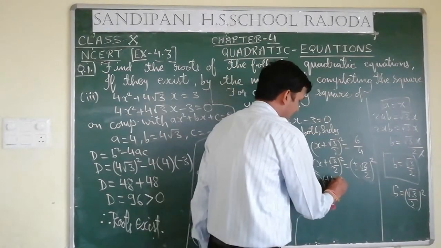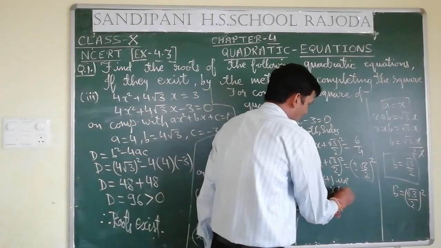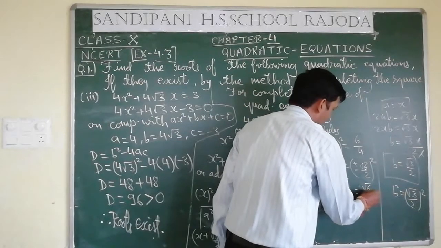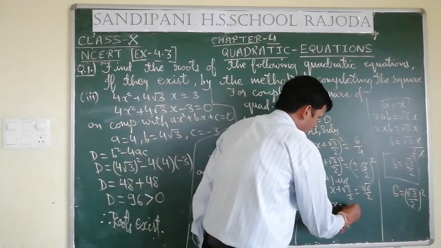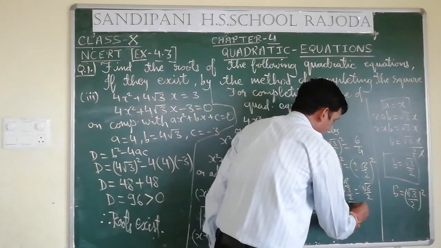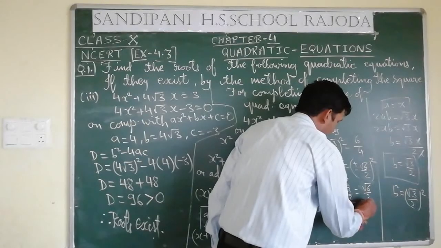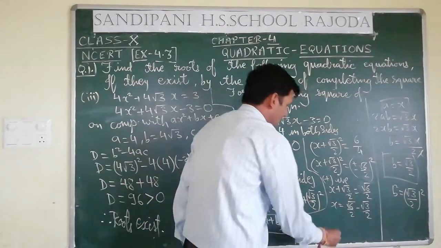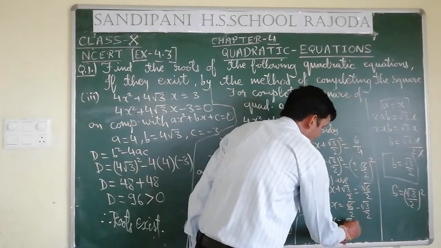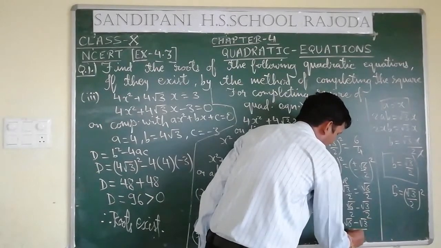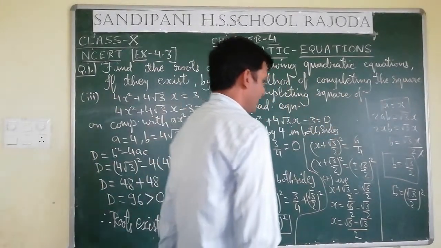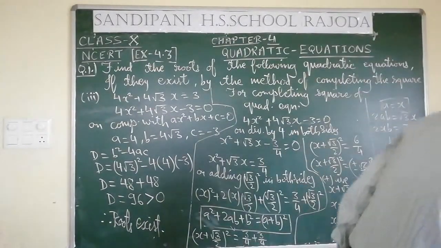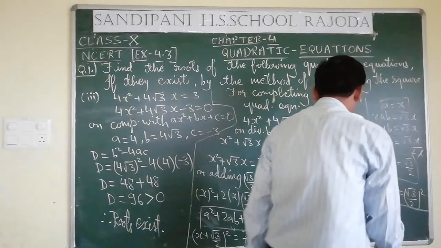On taking positive sign, x plus root 3 by 2 is equal to plus, means positive root 6 by 2, or x is equal to root 6 by 2 minus root 3 by 2. Or you may write x is equal to root 6 minus root 3 by 2. Now for taking positive sign, here I am taking some space for solving this part only. If we take negative sign, what will happen?